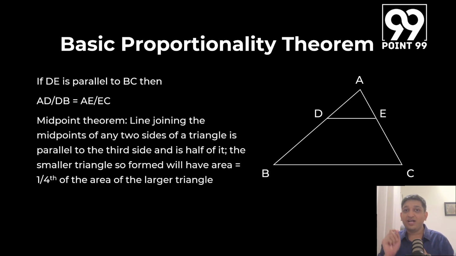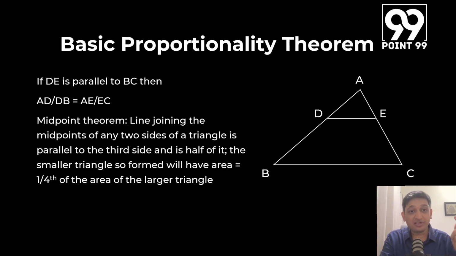Similarly, there is one small corollary that exists to this formula. If, let's say, D and E are the midpoints of AB and AC, or in other words, the line joining the midpoints of any two sides of a triangle will be parallel to the third side and will be half the length of the third side.